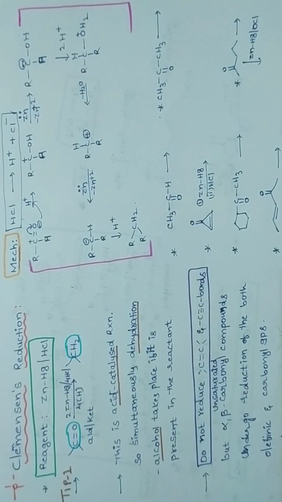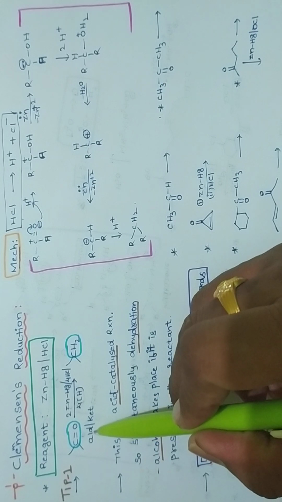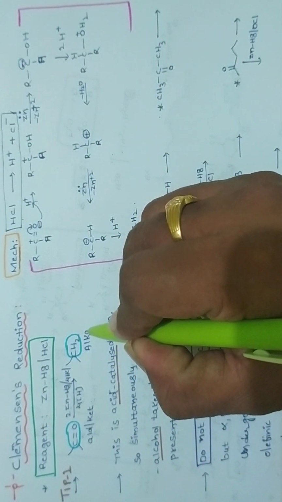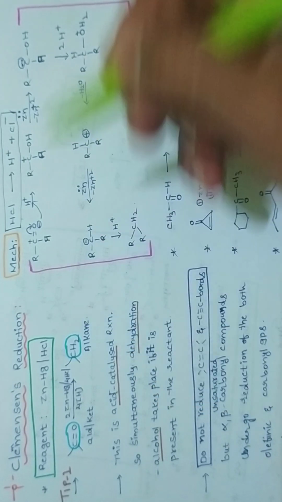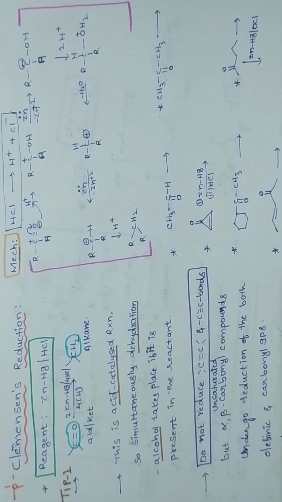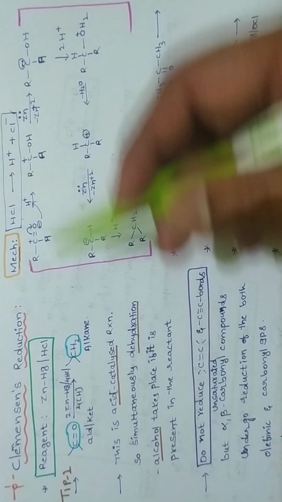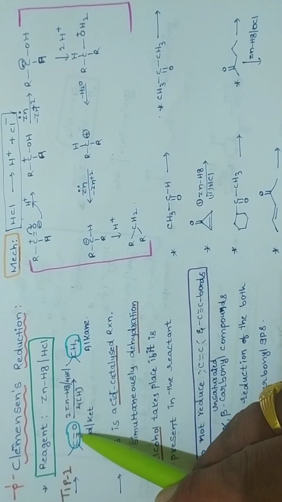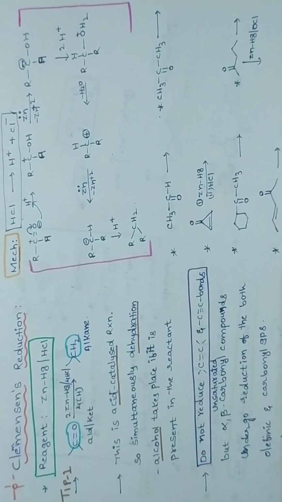Now what will be happening here? The aldehydes are converting into alkanes. Carbonyl compounds are converting into alkanes, that is either aldehydes or ketones. Okay. Now this only converts the CO group into a CH2 group. That's all.